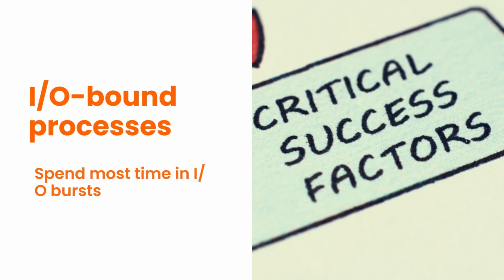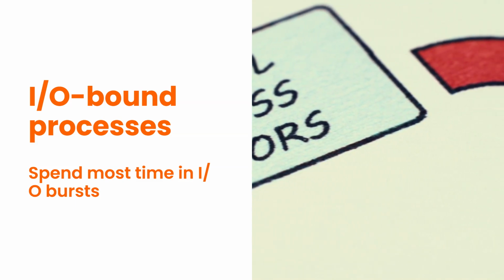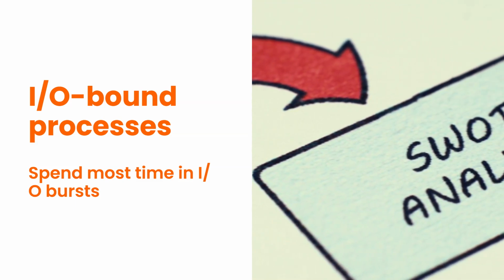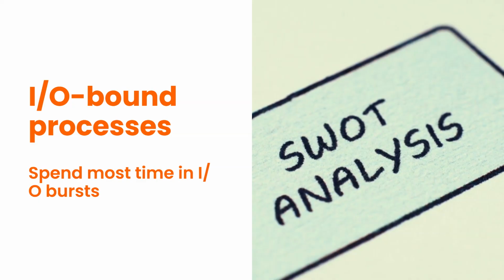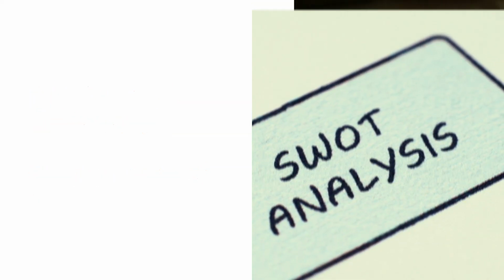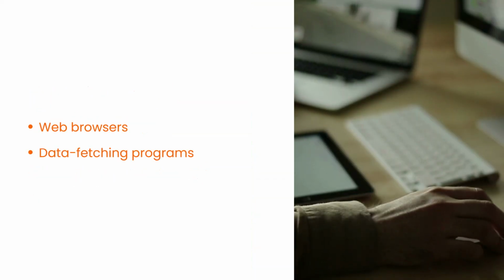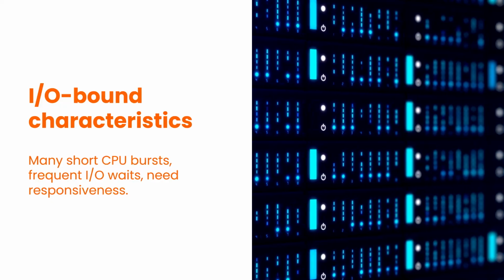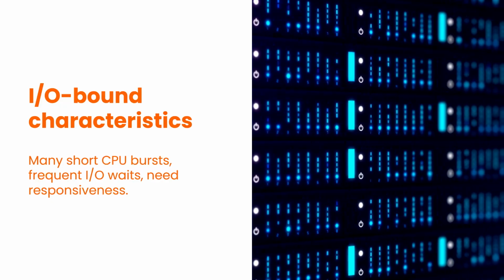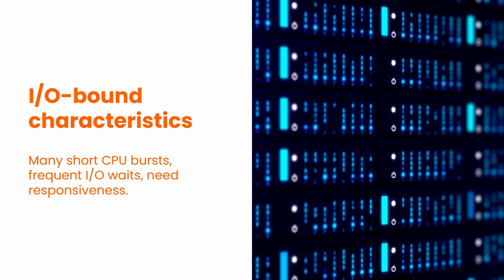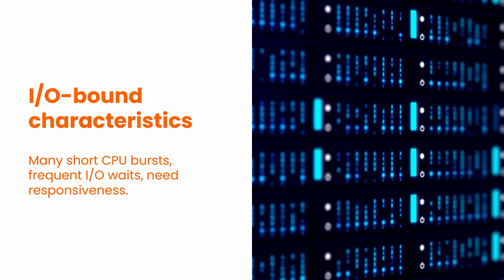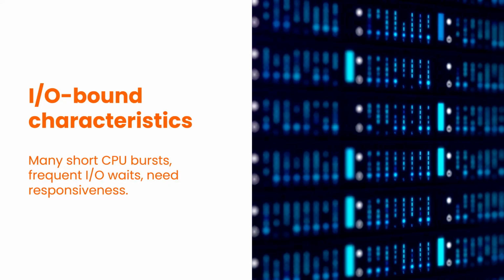Not all processes look alike. Some spend most of their time in I/O bursts. These are called I/O-bound processes. Think of web browsers, or programs that fetch and display data frequently. They have many short CPU bursts interrupted by frequent and sometimes lengthy I/O waits. Fast, responsive performance is key here, because users notice delays.